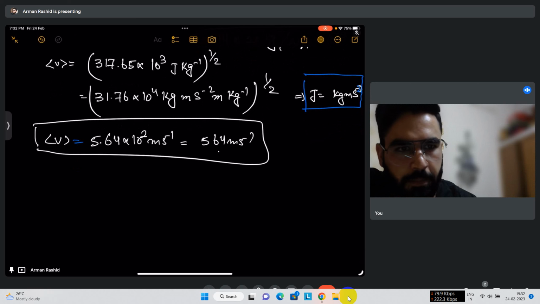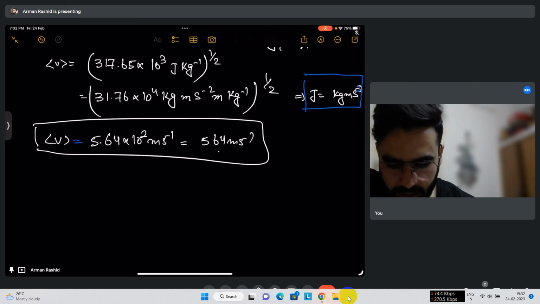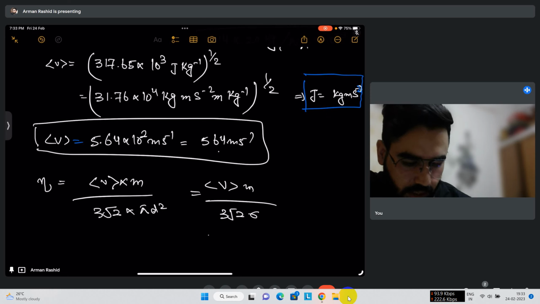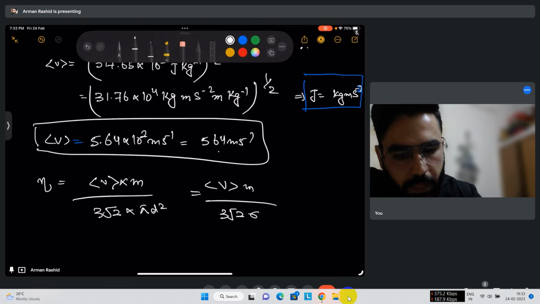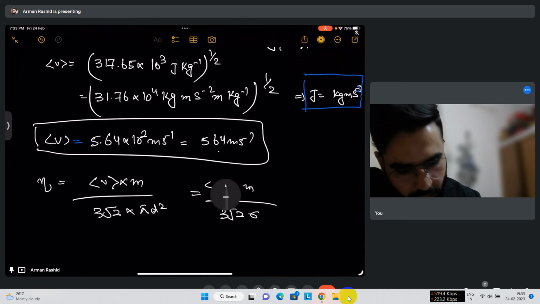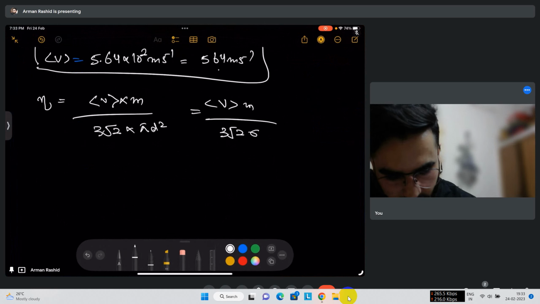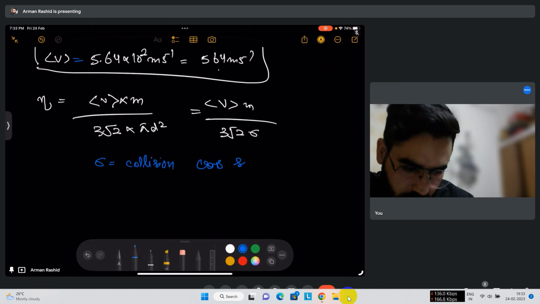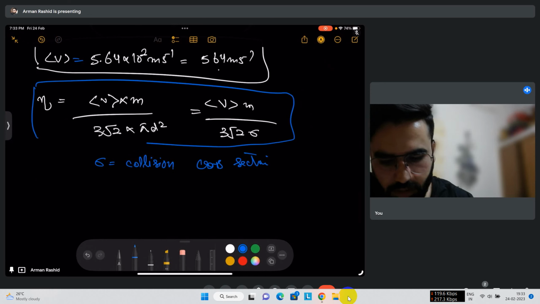Now once we determine the average velocity, we also know the equation eta is equivalent to average velocity multiplied by molecular mass divided by 3 root 2 multiplied by pi d square, or in other words V m divided by 3 root 2 sigma, where sigma is called the collision cross section.